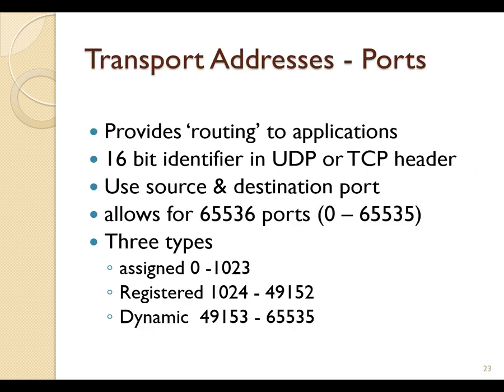And what we use in layer 4 are port addresses. These are a 16-bit identifier field in both UDP and TCP headers, and that allows for 65,536 different ports. There are 3 different types of ports for each protocol. So in other words, I have one set for UDP, another identically numbered set for TCP. And the 3 categories are what we call well-known ports, which is 0 to 1023.